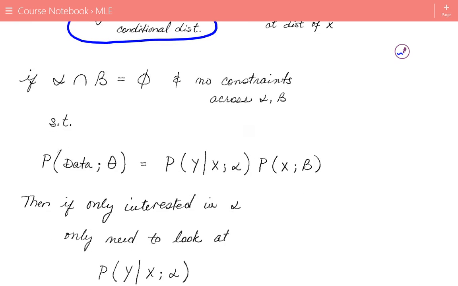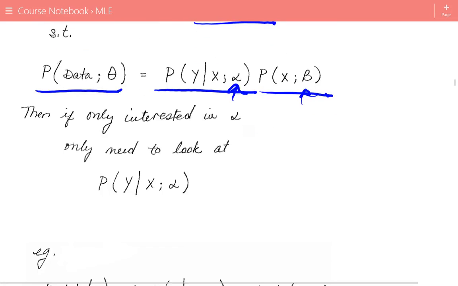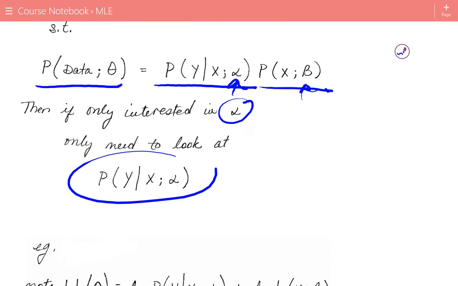So let's say, for example, that alpha and beta themselves don't intersect, which means that the parameters in alpha are not the same as the parameters in beta. There are essentially no constraints across alpha and beta either, so beta does not directly inform alpha or vice versa. In other words, our probability of the data is the probability of y given x, here's alpha, and the probability of x, and there's beta. Well, if that's the case, and we're only interested in alpha, then all we need to look at is the probability of y given x alone, the conditional likelihood.